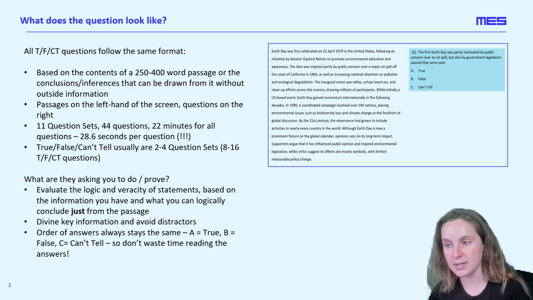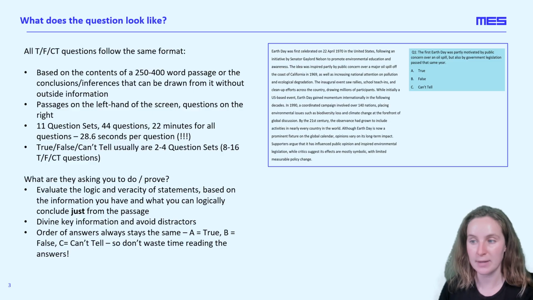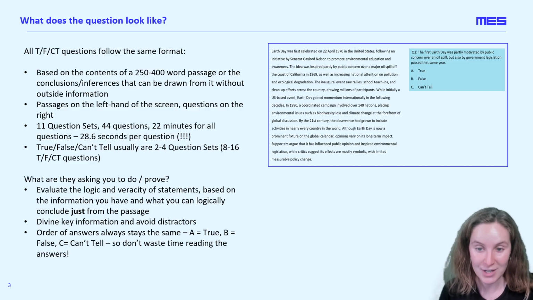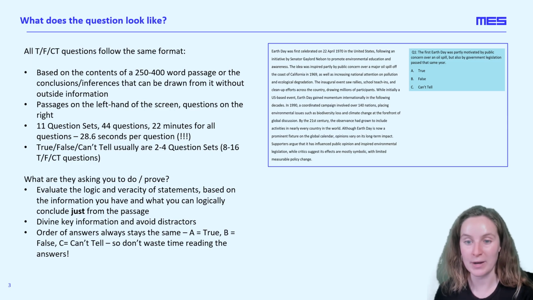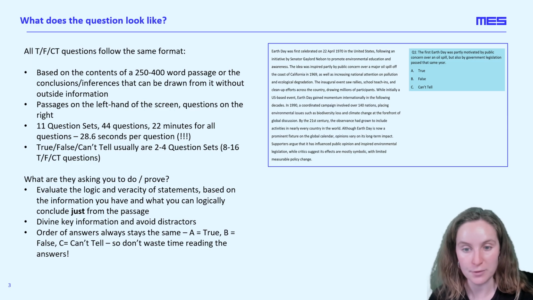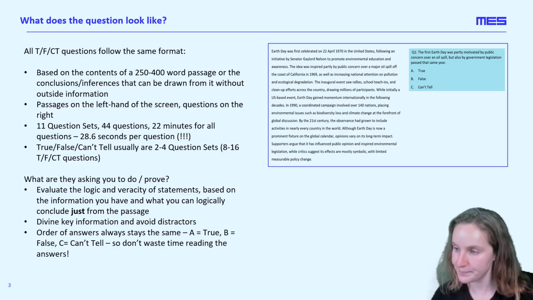There are 11 question sets, 44 questions and 22 minutes for all questions. So that's 28.6 seconds per question, which is very much not a lot of time to do so much skim reading and question answering. So it requires quite a lot of efficient and tactical thinking as you're approaching it.